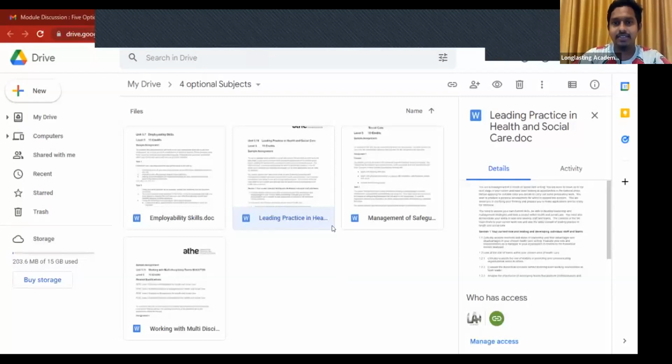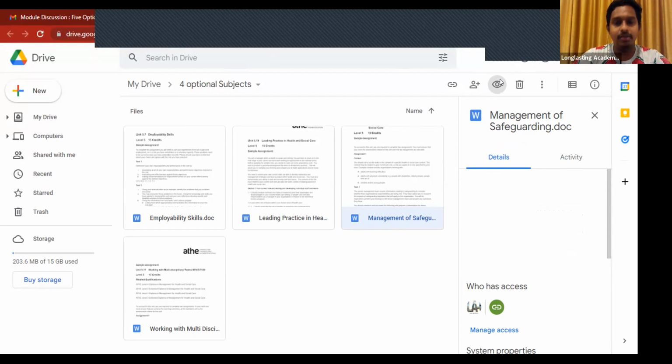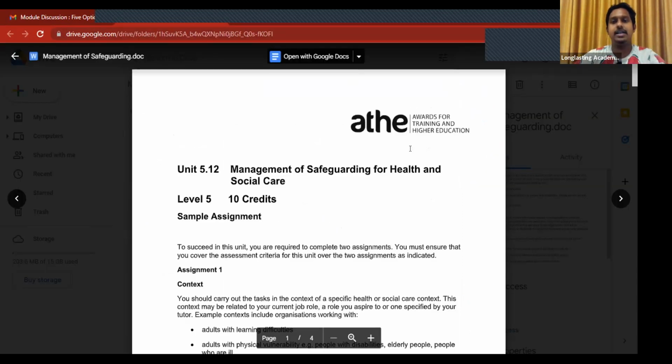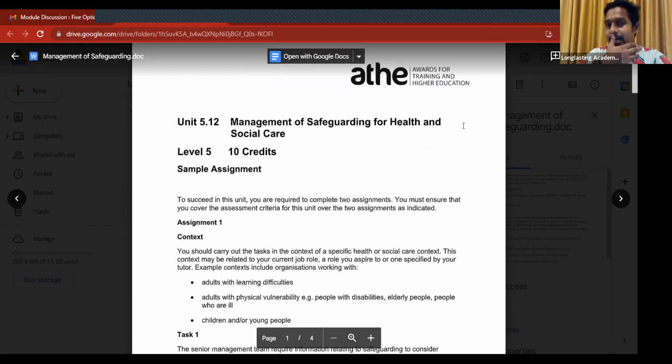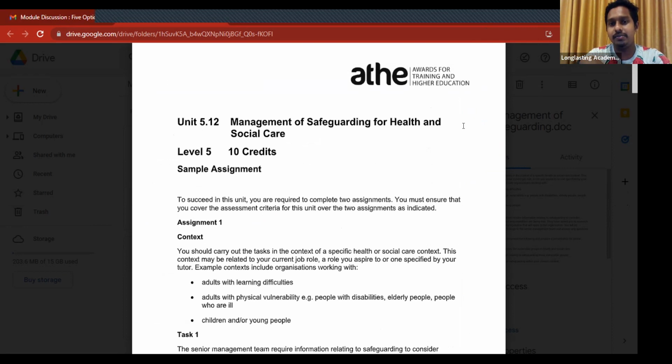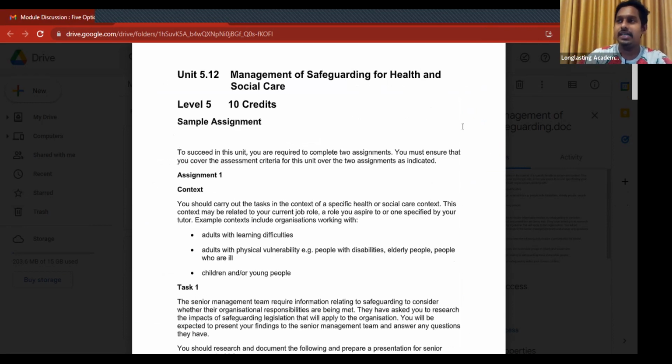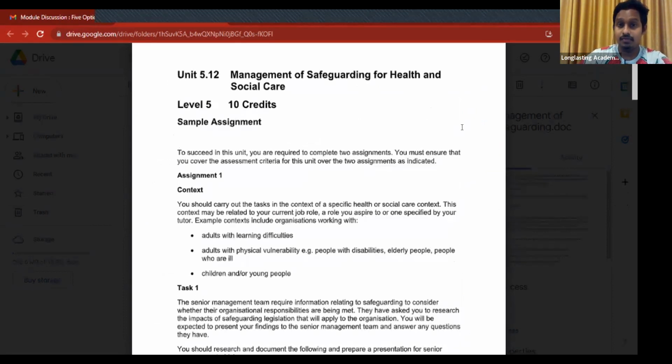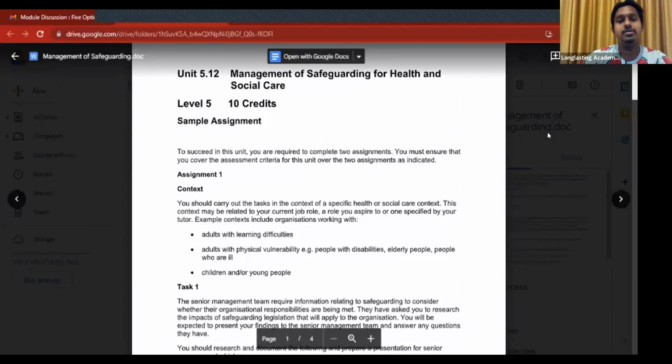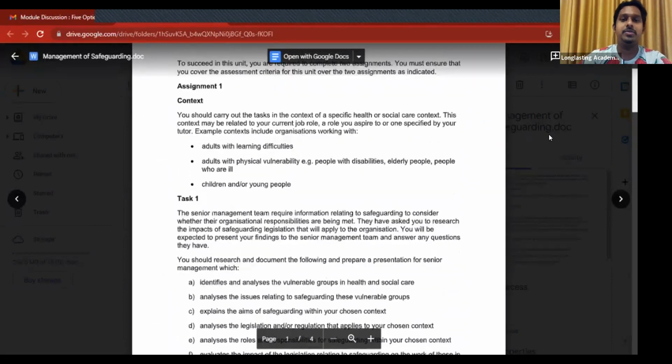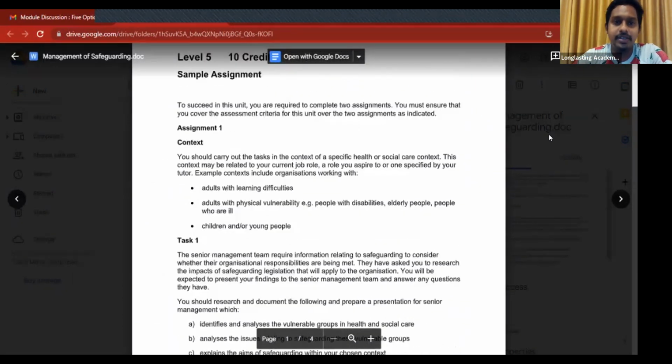So, our next presenting module will be management of safeguarding for health and social care. This is actually management of adults or aged patients safeguarding for health and social care. So this is all regarding how you manage, how you get on with the people, staff, or the patients. So your assignment one will be a context.